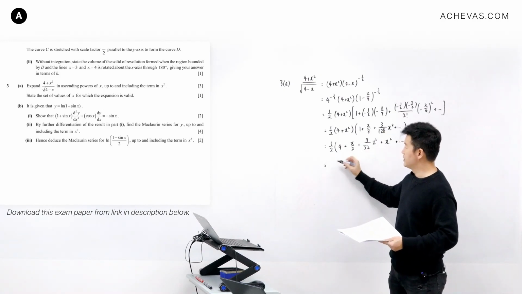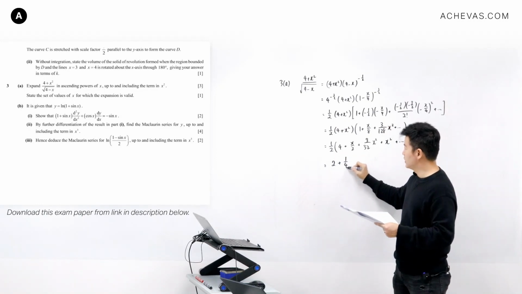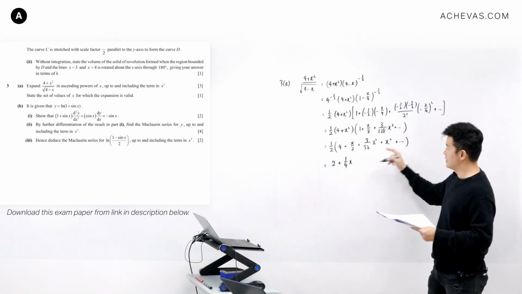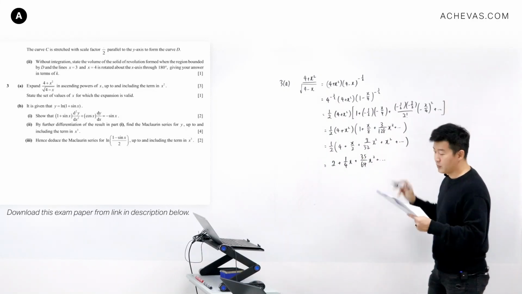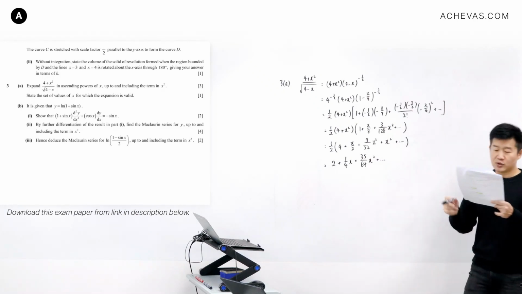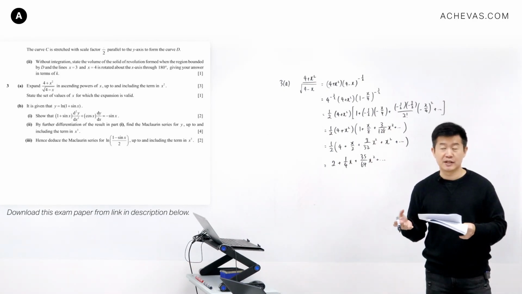So this times this is going to give me a 2. This times this gives me a 1/4 x. This times this plus this gives me a 35 over 64 x squared, and all the way until infinity. This question went on to ask us for the set of values of x such that this expansion is valid.